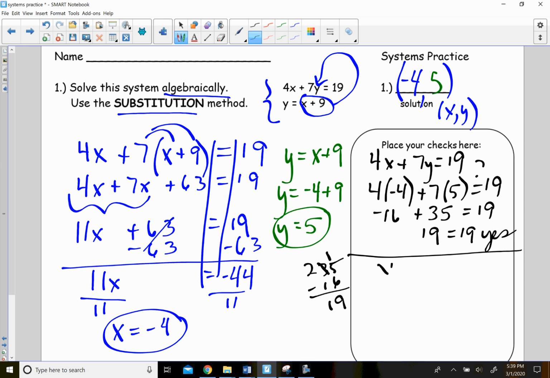And now I'm going to take y equals x plus 9. I'm going to plug in 5 for the y. Does that equal negative 4 plus 9? And yes, 5 does equal 5. So if it is a point on the second line and a point on the first line, it is that one unique point on the second line.